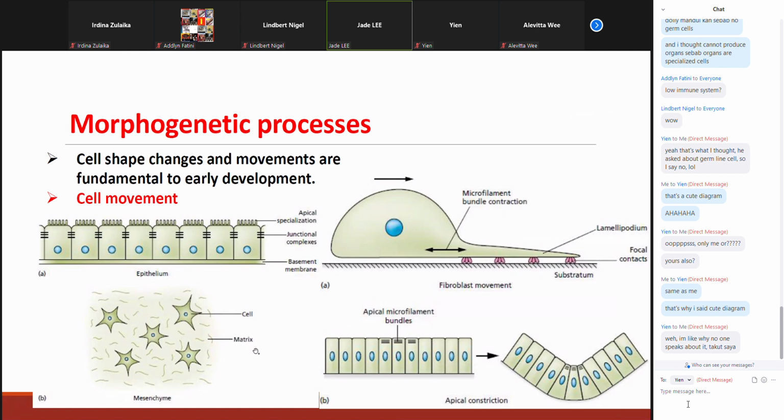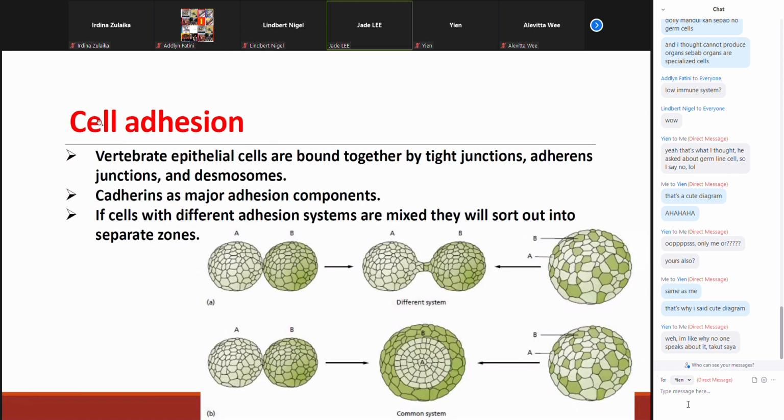And with the cells, we have matrix, which is the mesenchyme, and also we have the apical contractions, whereby you can see the apical microfilament bundle, whereby they change, changing the cell shape into disc. Okay, and for the cell adhesions, the vertebral epithelial cells are bound together by tight junctions and adherens junctions, and also the desmosome. So the adherens junction is the major adhesion component, and if cells of different adhesion systems are mixed, they will sort out into separate zones.